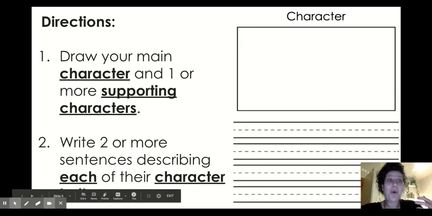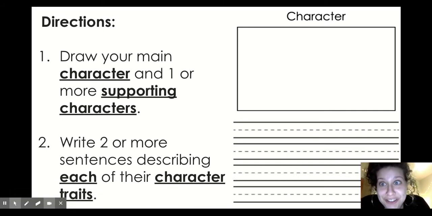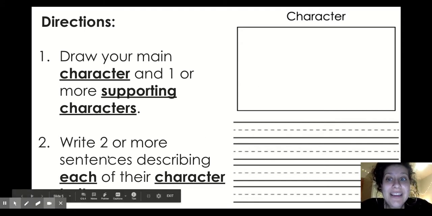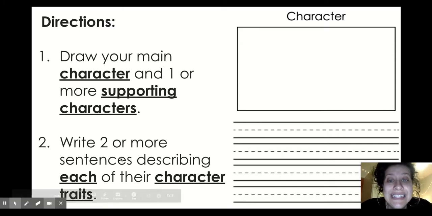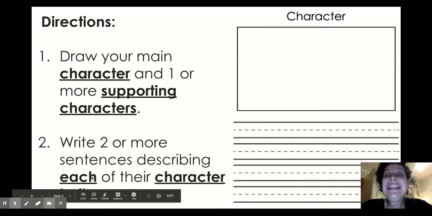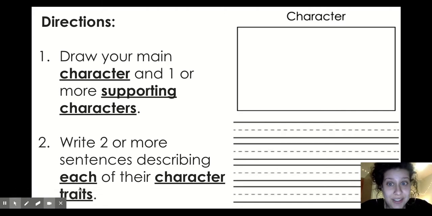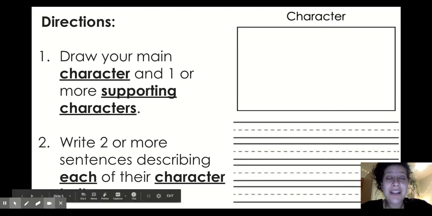You are going to watch Miss Allie as I come up with my character. Let's look at the directions. It says draw your main character and one or more supporting characters. Then it says write two or more sentences describing each of their character traits. Wow, so we have a lot of work today.